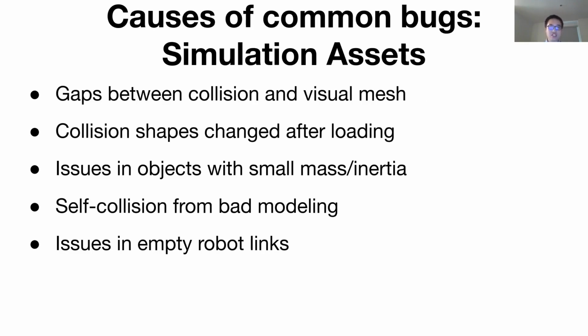In this section, I'm going to talk about the following. The first is the gaps between collision and visual mesh. Next is that the collision of objects may be changed after loading them. Next, I will talk about issues that arise when there are objects with very small mass or inertia. Then it's self-collision from bad modeling. And finally, issues with empty robot links.